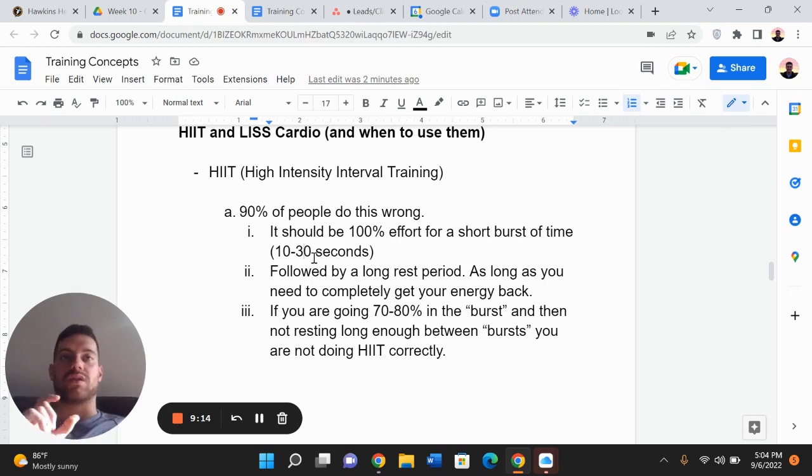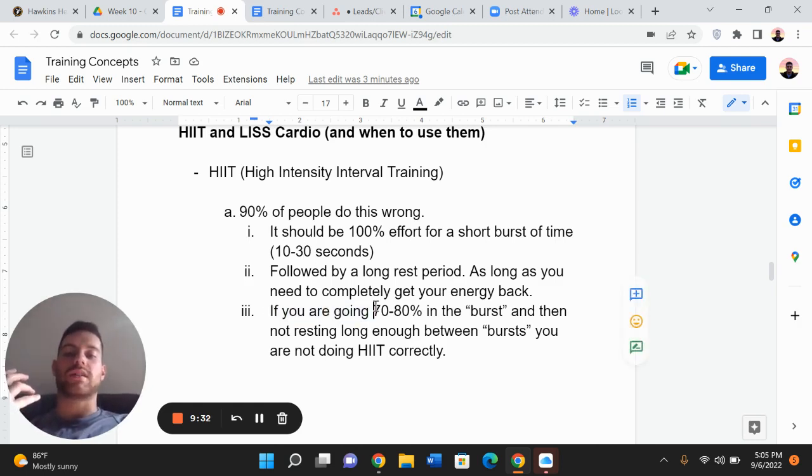Now, if that round was 30 seconds and the rest period was 3 minutes, you might be able to give 100% effort in that 30-second round and then rest entirely for 3 minutes and then give it 100% effort again. That is true high-intensity interval training, okay?